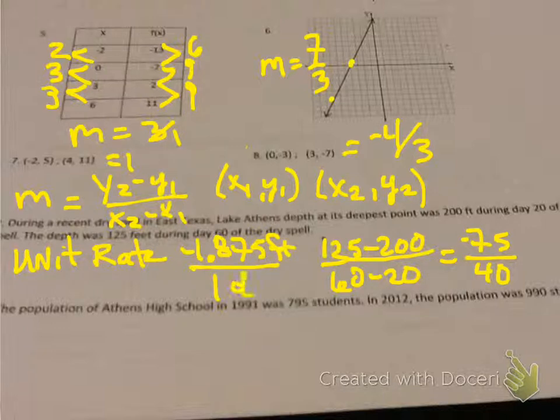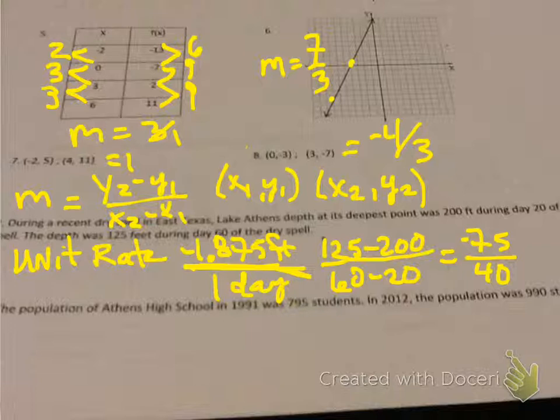feet per day. The correct interpretation of that is that it is going down 1.875 feet. The lake is dropping at an average rate of 1.875 feet each day. Again, this is an average rate, maybe not exact.